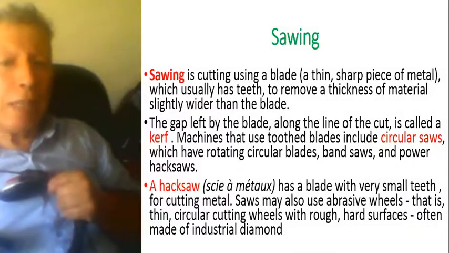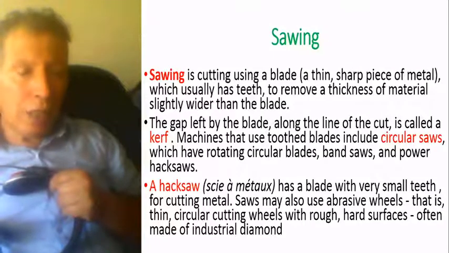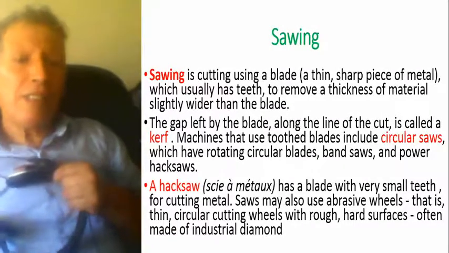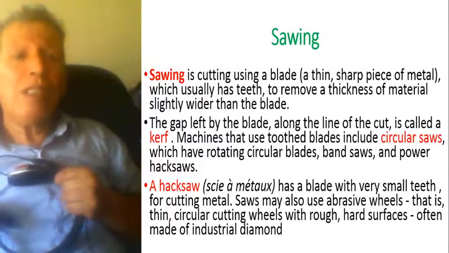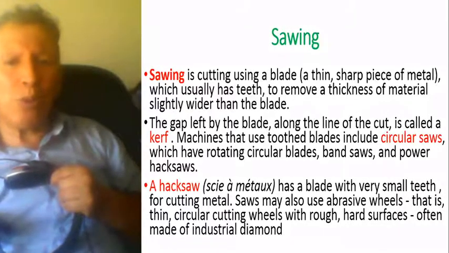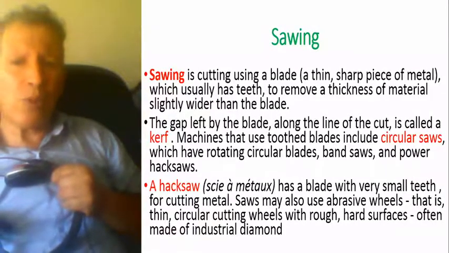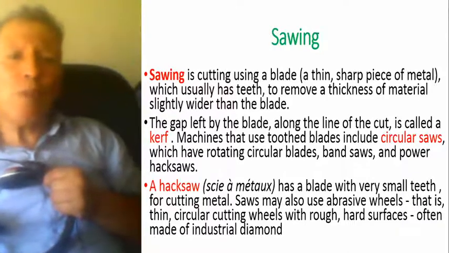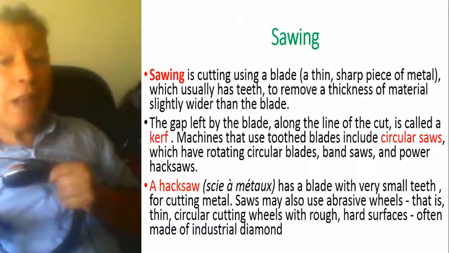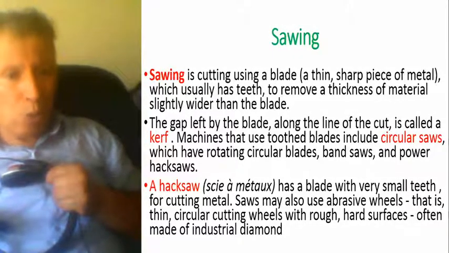The gap left by the blade along the line of the cut is called a kerf. So that's the line that is left by the saw. So remember that word, the kerf. Machines that use the blades include circular saws, as we shall see in a picture in a moment, which have rotating circular blades. And there are band saws and power hacksaws.